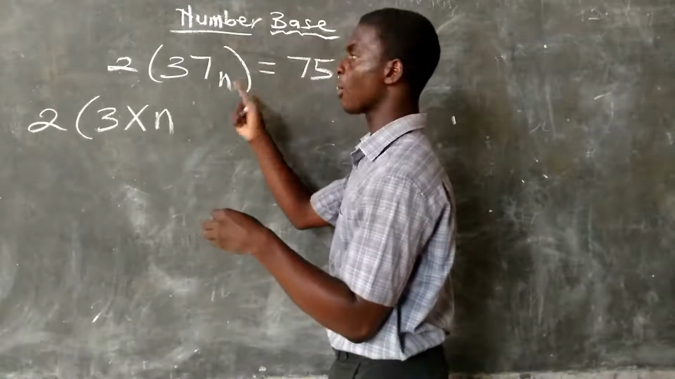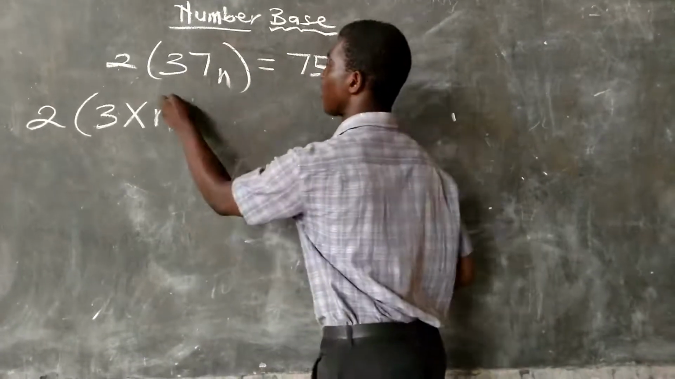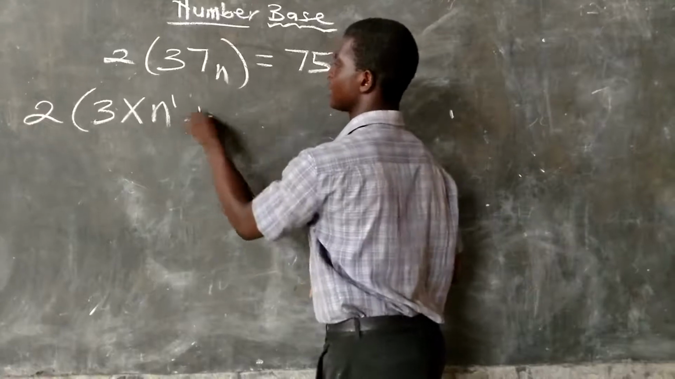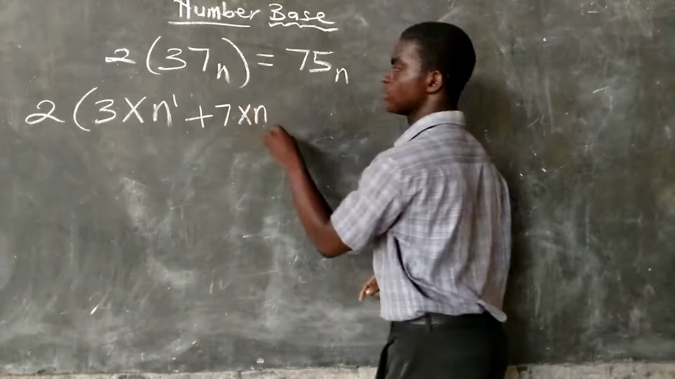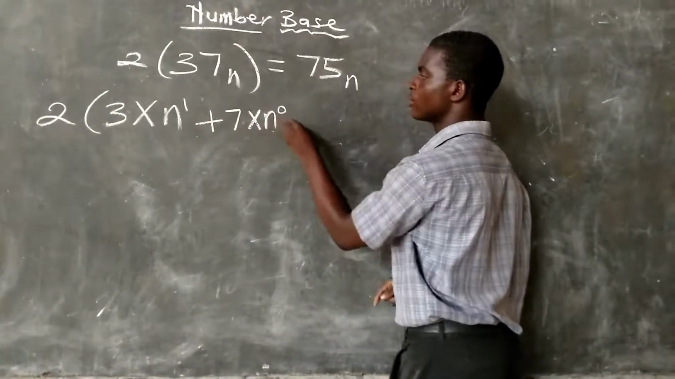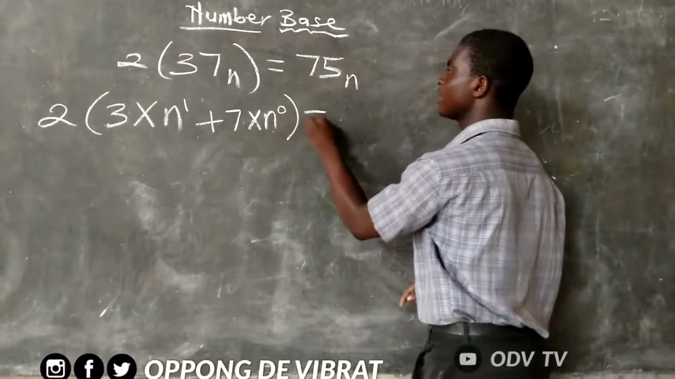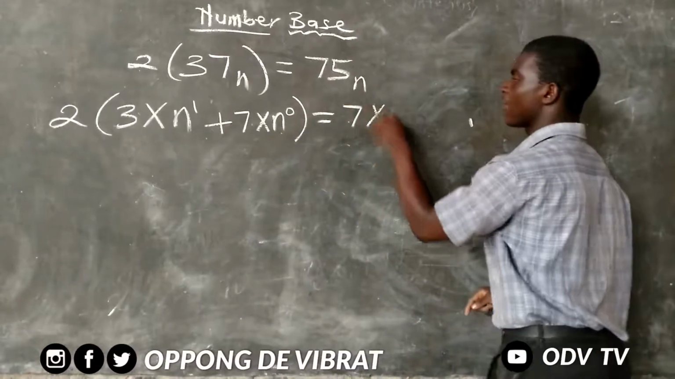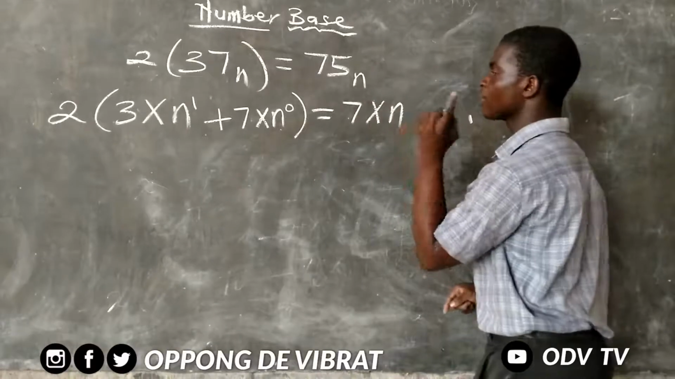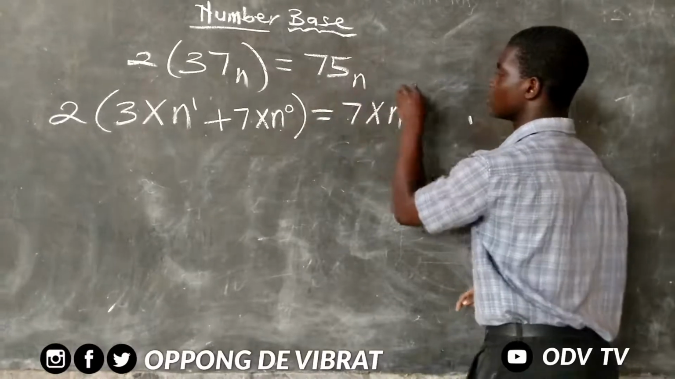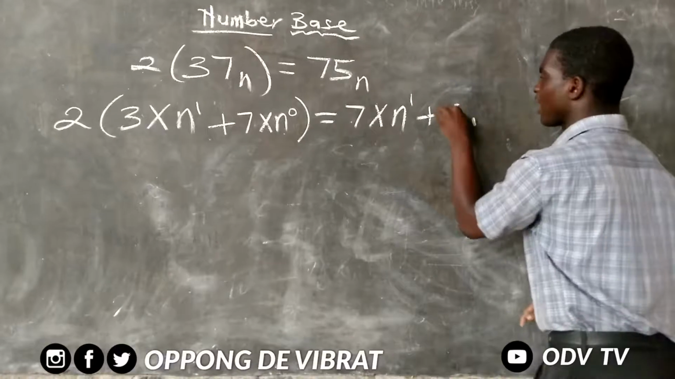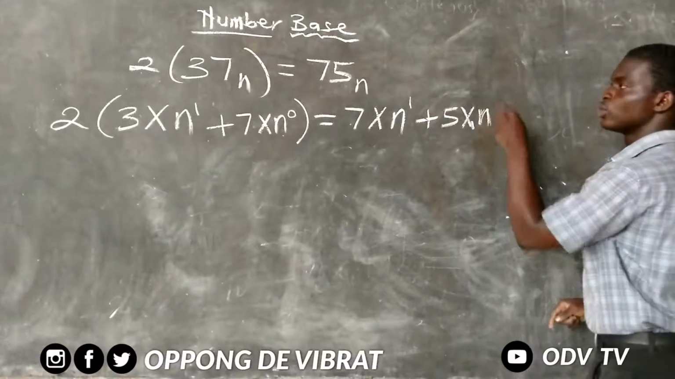We have to give it a power, that's 0, 1. So we give it a power 1 plus 7 multiplied by n to the power 0. We close the bracket and equate it to 7 multiplied by n to the power, we have to give it a power, that's 0, 1. So it's 1 plus 5 multiplied by n to the power 0.